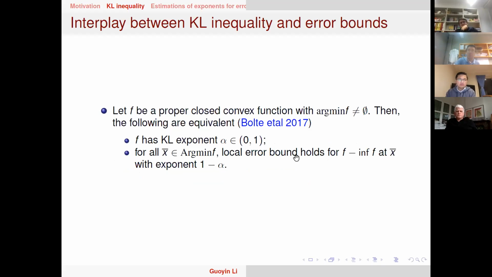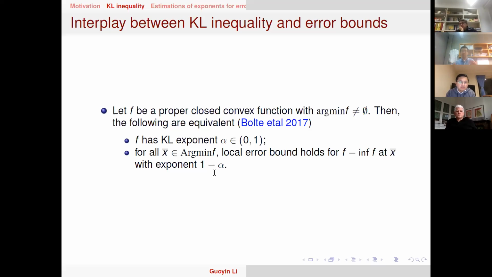And this is done by Jerome, which is a very nice one, where he showed that, I think there's a group of authors over there, if the convex function has a KL exponent alpha, then it holds if and only if a local error bound holds for the function f minus the infimum of f. Because here we are assuming that the argmin of f is non-empty. And the exponent actually also has a relationship. If the KL exponent is alpha, then the local error bound has exponent 1 minus alpha. So that's very explicit here.